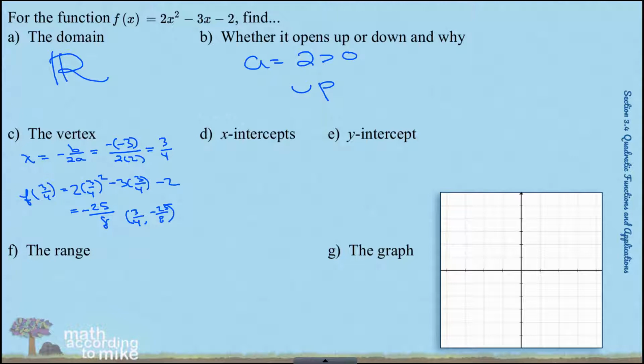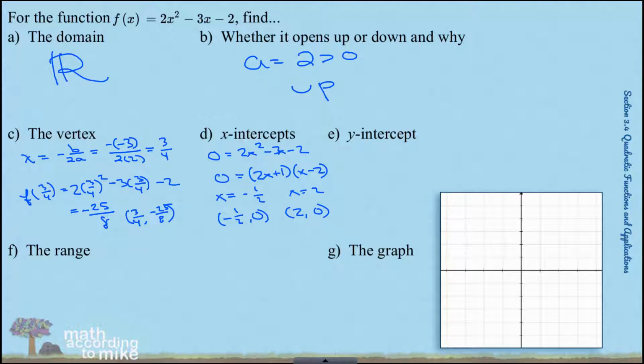To find x-intercepts, you set the function equal to 0 and solve for x. You'll get 0 equals 2x squared minus 3x minus 2. We need to factor this. 2x squared minus 3x minus 2 factors as 2x plus 1 and then x minus 2. If you don't see that, please go to my intermediate algebra videos and watch some on factoring. You should know how to do that by now. Setting each factor to 0, we get negative 1/2 and positive 2. So our x-intercepts are negative 1/2, 0, and 2, 0.